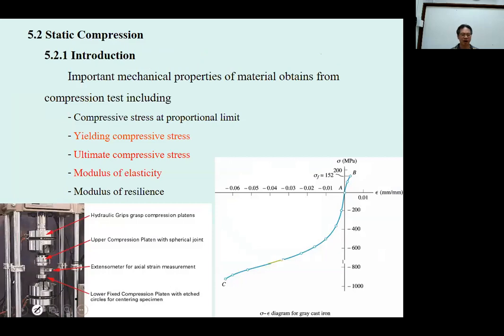And then when we come to compression in our civil engineering application, there is the compression for the concrete, okay? And there is the compression test for the brick, okay? And there is the compression test for the timber. A lot of materials in civil engineering are subjected to the compression. And when we do the compression test, we are interested in some important mechanical properties, which are the yielding compressive stress, the ultimate compressive stress, and the modulus of elasticity of the material under the compression.